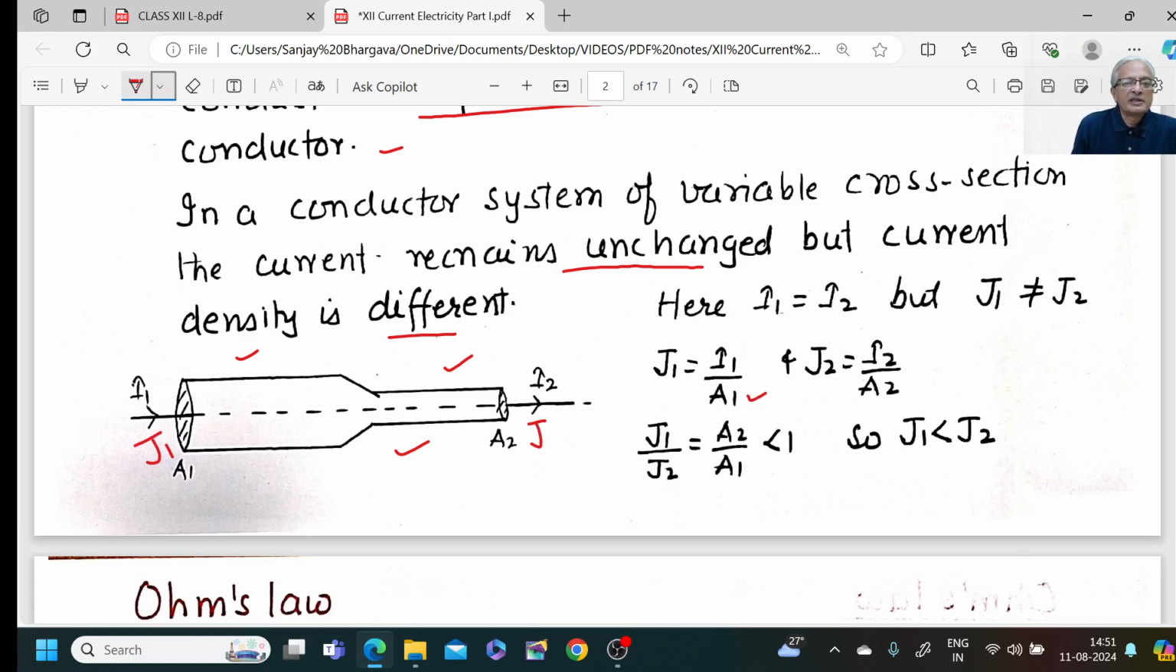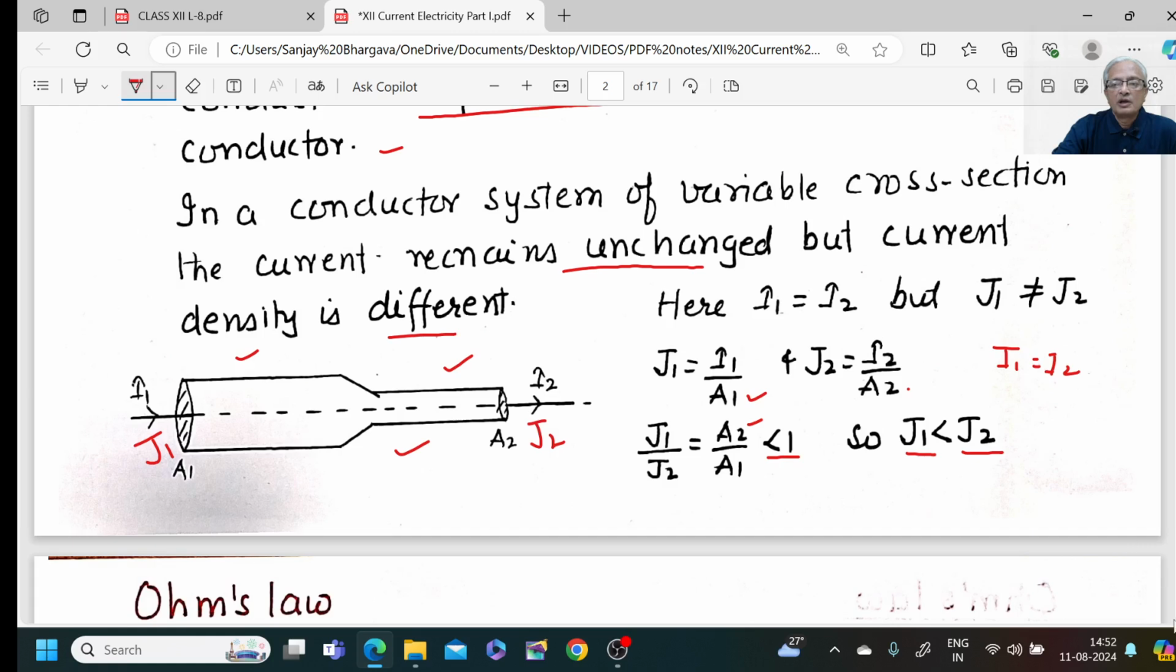Similarly, the current density at the exit point J2 would be equal to I2 upon A2. J1 upon J2 would be equal to A2 upon A1. Remember here, I1 is equal to I2, so the current cancels and we have J1 upon J2 as the ratio A2 upon A1. Since the area A2 is smaller, the ratio is less than 1. So current density J1 is less than J2.